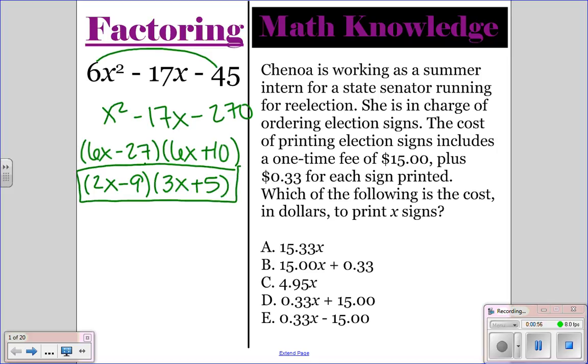For the math knowledge question, working as a summer intern for a state senator running for re-election, she is in charge of ordering election signs. The cost of printing election signs includes a $15 fee and then plus 33 cents for each sign printed. Which of the following is the cost to print x signs? Well, we always have a $15 fee, and so we're going to have 15, and then we're going to add 33 cents per sign. And so that is given by D. We have our $15 fee here, and then we add 33 cents for the number of signs that we order.